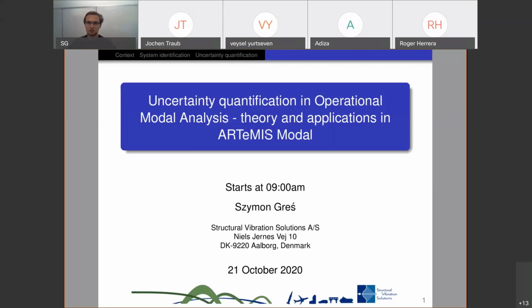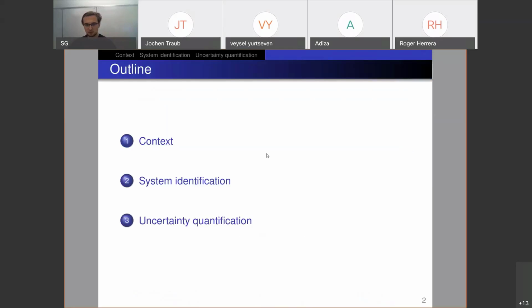Today I'll be talking about uncertainty quantification in operational model analysis, its theory and applications in ARTeMIS Modal. So first I'll go through some context on system identification and uncertainty quantification. Then I'll go through the system identification methods that we use for uncertainty quantification, and then I'll finish with the main topic of this webinar, which is uncertainty quantification.